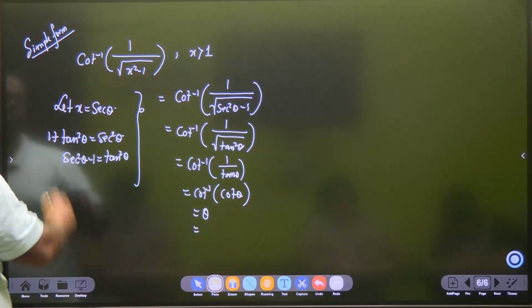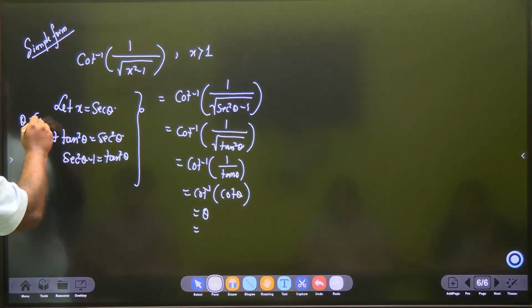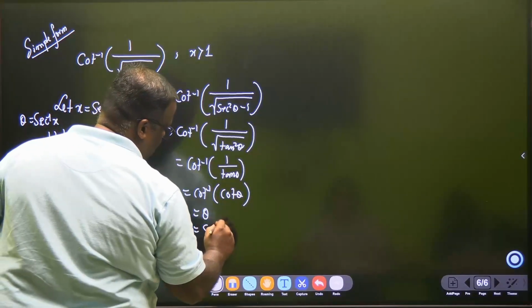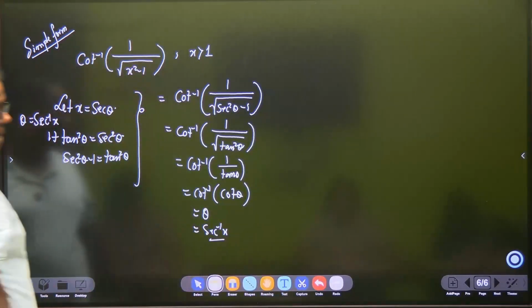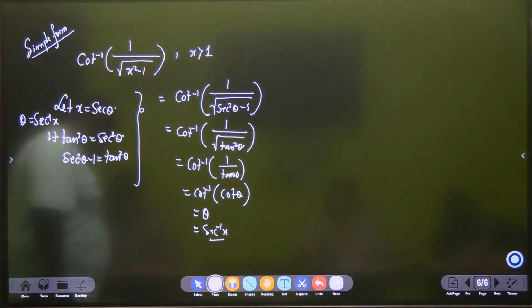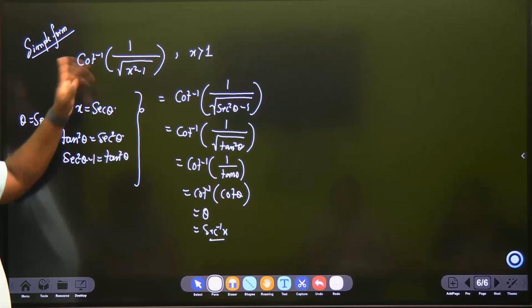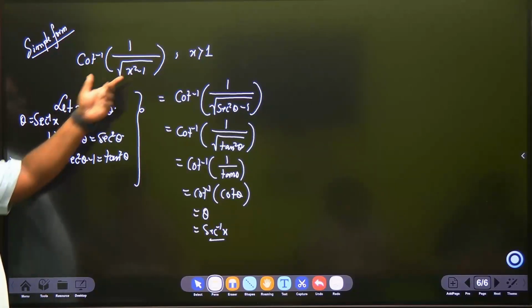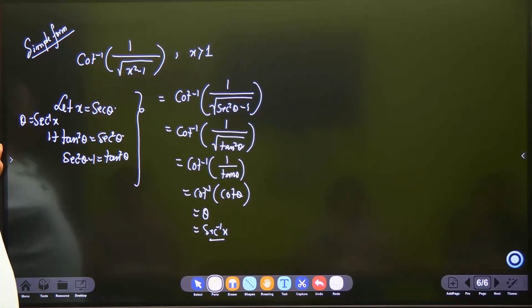And what is the value of theta? Sec inverse x. Simple form. Sec inverse x. This is the simplest form. This is not a simple form. A simple form is where the angle is expressed of a function in a very simple manner. This is much more complicated. Now this looks easy. Let's see one more problem.